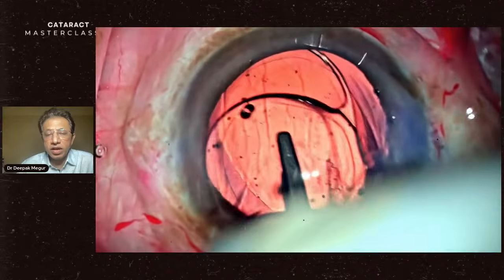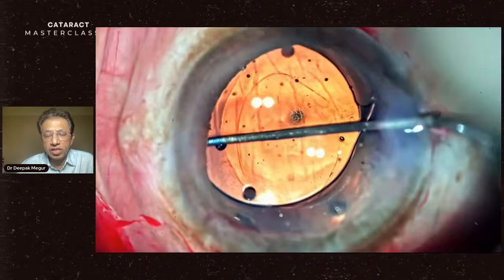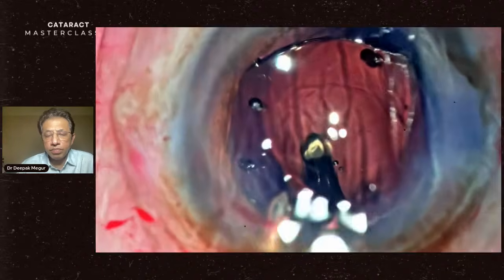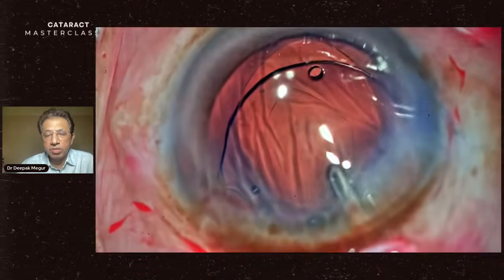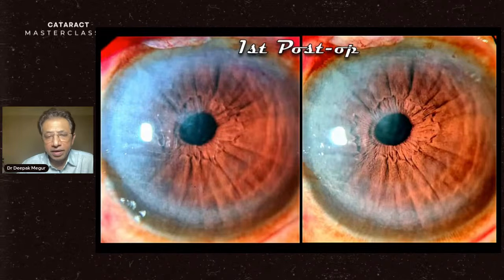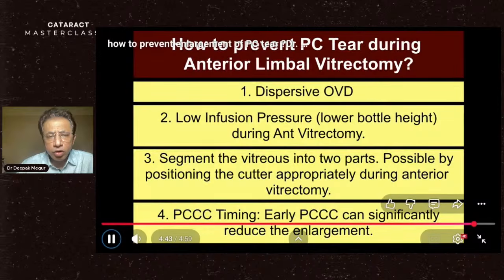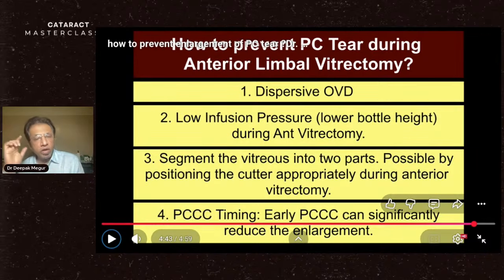Now, this is a rigid lens which is being placed here. This is a case of manual small incision cataract surgery being done. You could place the lens in the bag. So the take-home message: how to prevent PC tear enlargement during limbal vitrectomy. Number one, never allow the chamber to shallow. Number two, low infusion pressure. And third would be to use the right technique to do the anterior vitrectomy.